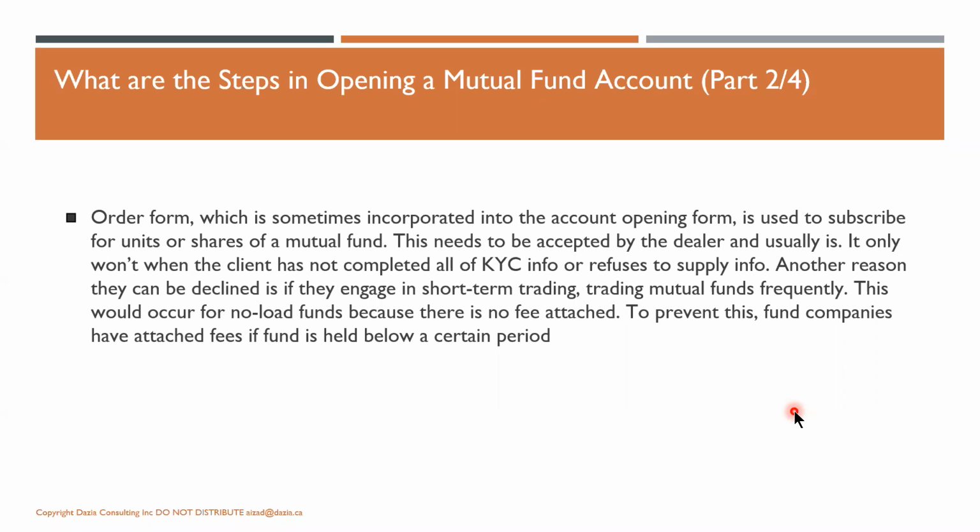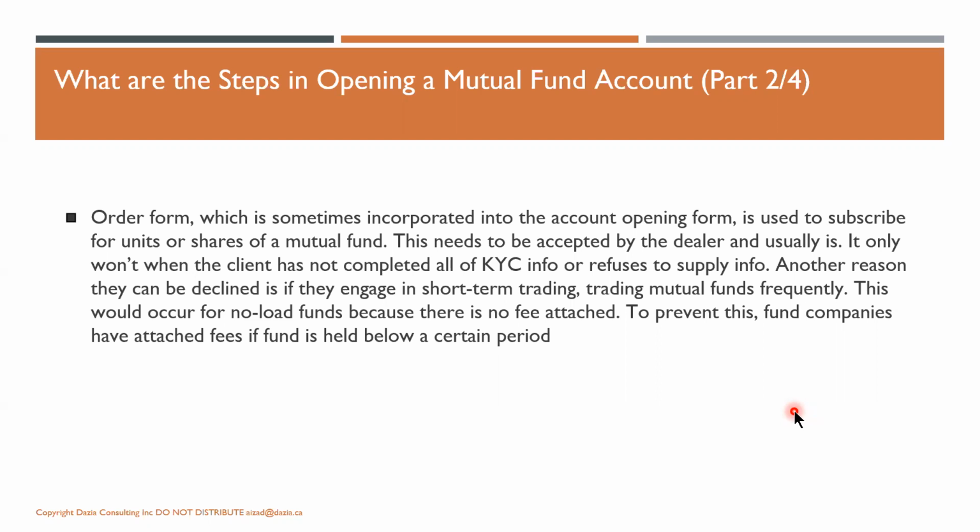So if the client does not give the KYC information, if the client says, I'm not going to tell you my date of birth, I'm not going to tell you my address, then the KYC is not completed, and you cannot accept the order form, right? You must get that information. Obviously now in the computer system, if you don't enter certain information, you cannot do the trade, or you have to explain to the client why you need that information.